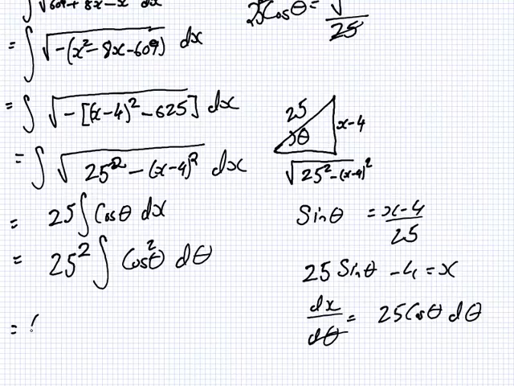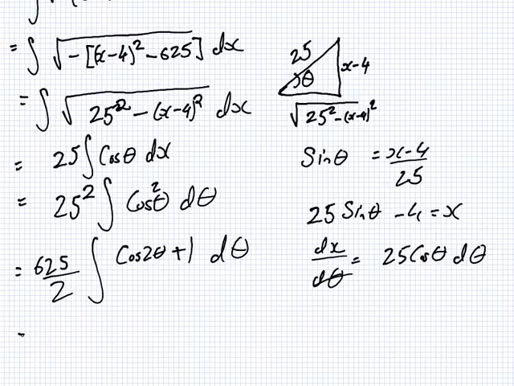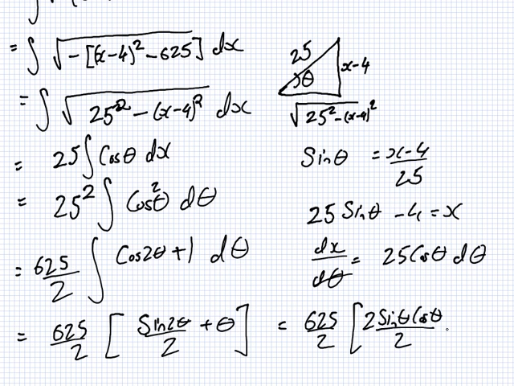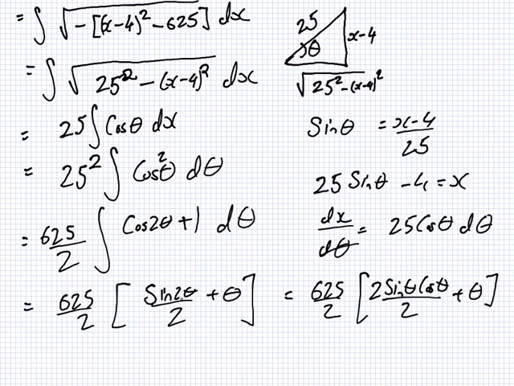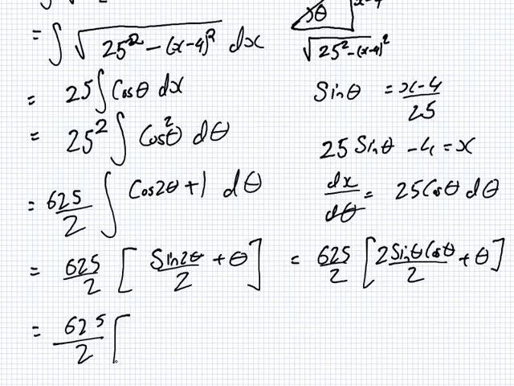So this is 625 cos 2 theta plus 1 over 2 d theta. Which is 625 over 2 sine 2 theta over 2 plus theta, which is 625 over 2 sine theta cos theta using the double angle rule plus theta. Nice, okay. So this is 625 over 2, and the 2's cancel here.